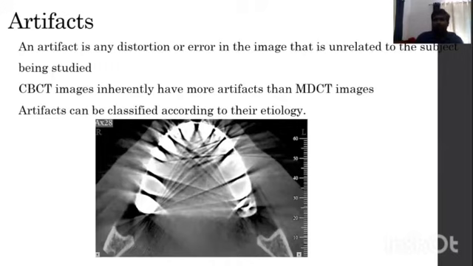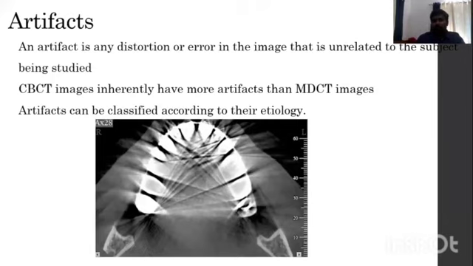An artifact is any distortion or error in the image that is unrelated to the substance being studied. CBCT images inherently have more artifacts than CT images, and artifacts can be classified according to their etiology. There are so many artifacts, like motion artifacts, streak artifacts, beam hardening artifacts, metal artifacts, but mostly in endodontics, we will go through the metal artifacts.